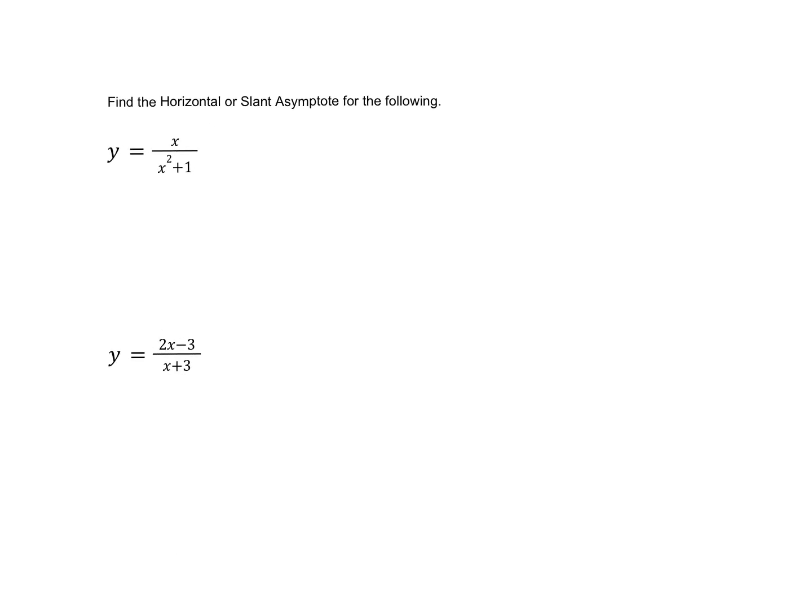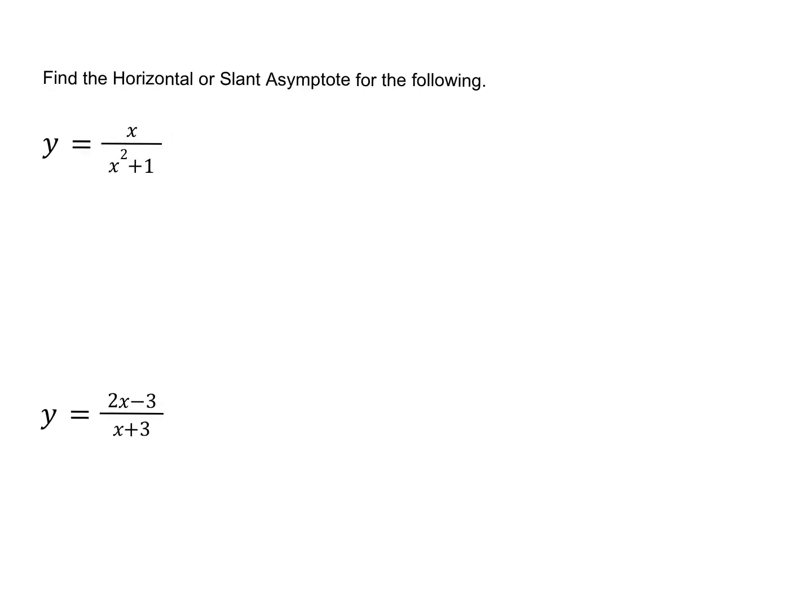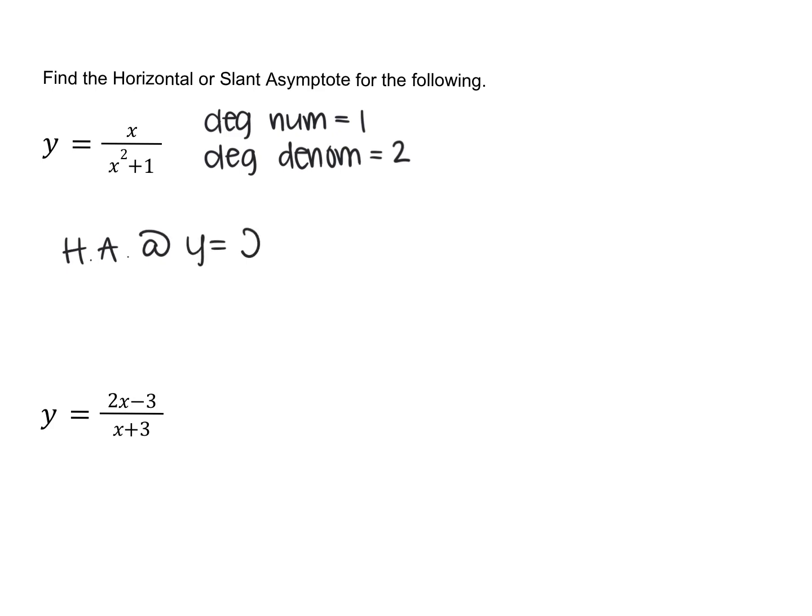Okay. So let's do some examples where we find the horizontal or slant asymptote. So my first example, y equals x over x squared plus 1. The degree of the numerator is 1. The degree of the denominator is 2, which means the degree of my denominator is greater than the degree of my numerator, which means I have a horizontal asymptote at y equals 0. That's simple.